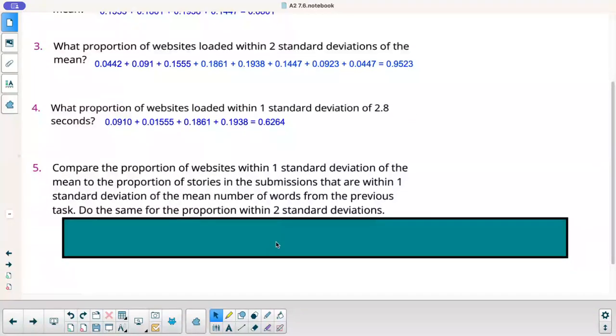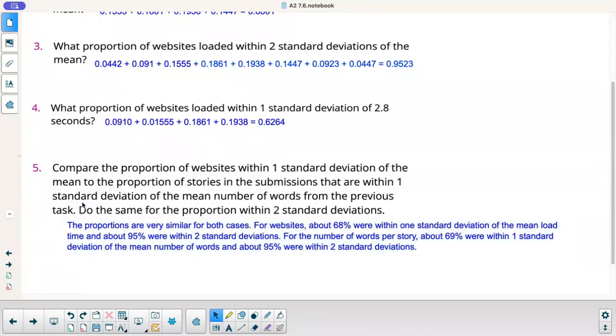Compare the proportion of websites within one standard deviation of the mean to the proportion of stories in the submissions that are within one standard deviation of the mean number of words from the previous task. Do the same for the proportion within 2 standard deviations. So the proportions are both very similar for both cases. For websites, about 68% were within one standard deviation of the mean load time, and 95% were within 2. For the number of words per story, 69% were within one standard deviation of the mean number of words, and 95% were within 2 standard deviations.